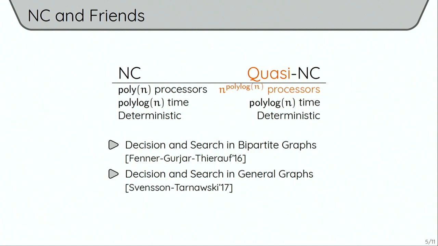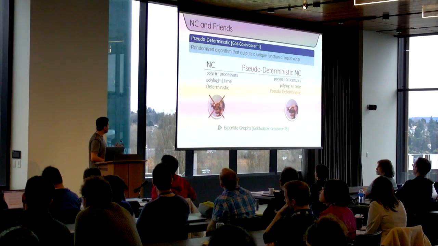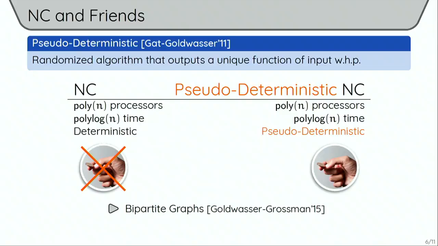So what I want to talk about today is a third relaxation of this NC model. It's called pseudo-deterministic NC. A pseudo-deterministic algorithm is a notion that was introduced by Gat and Goldwasser in 2011. Roughly, it says that you're allowed to use randomization, but the output should be a unique function of the input with very high probability.